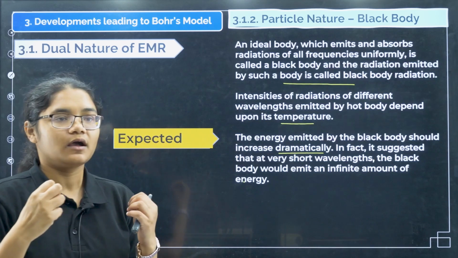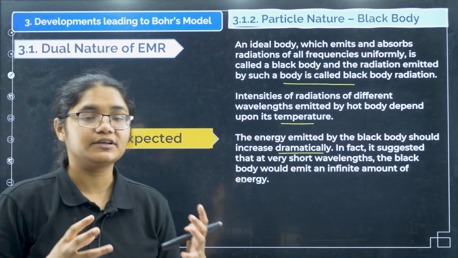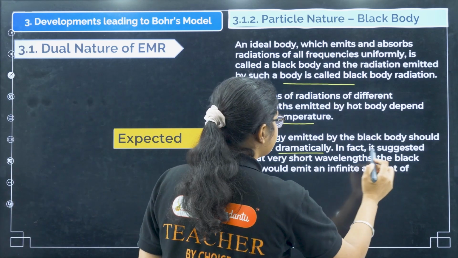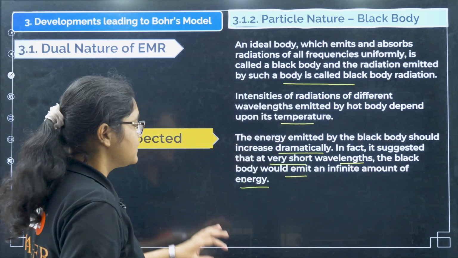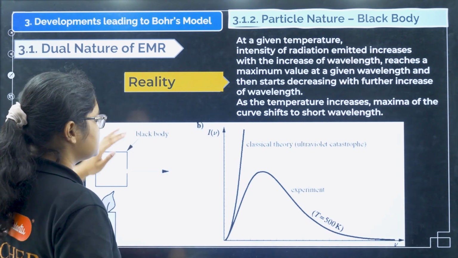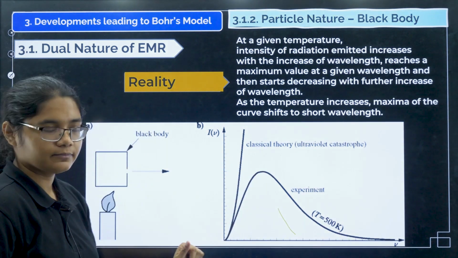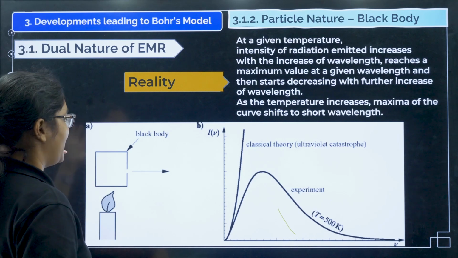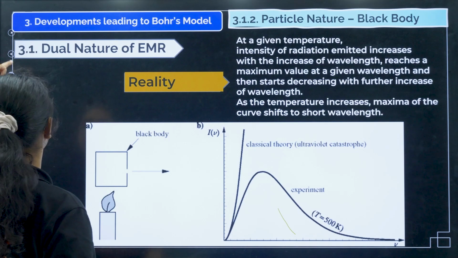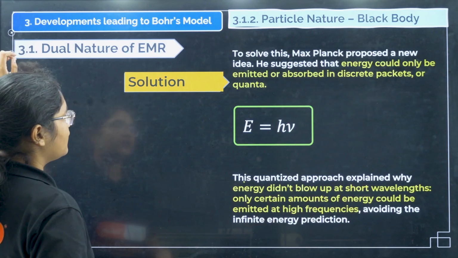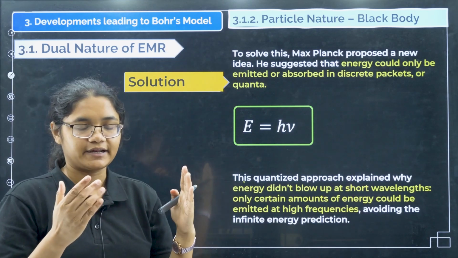That means the energy of the black body radiation should always increase, but experimentally it was found that, in fact, it suggested that at very short wavelength the black body would emit an infinite amount of energy. This was what was expected, but what we found was that in black body radiation, first the energy went to a maximum value and then it dropped. That was the reality, and this particular experiment told us about the particle nature of the wave. Next, Planck came, and how was that reality and expectation different?